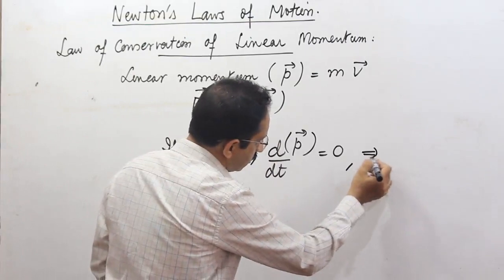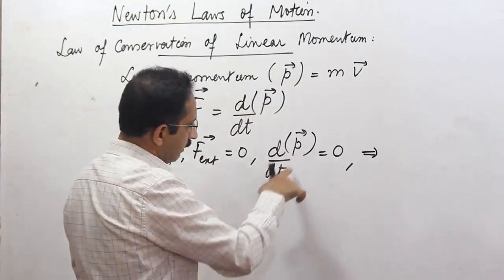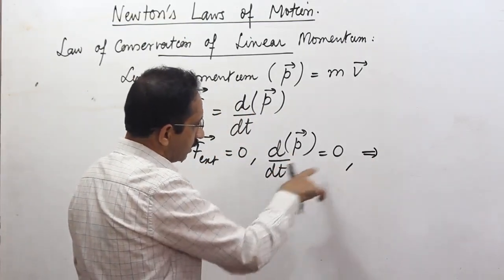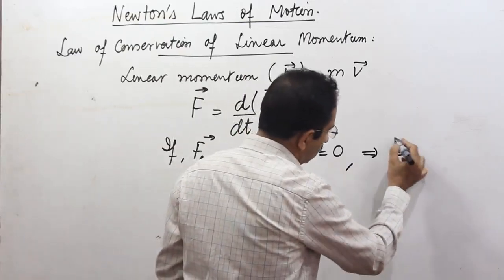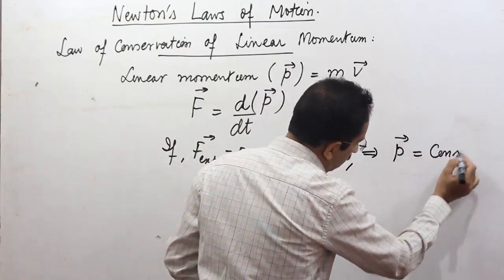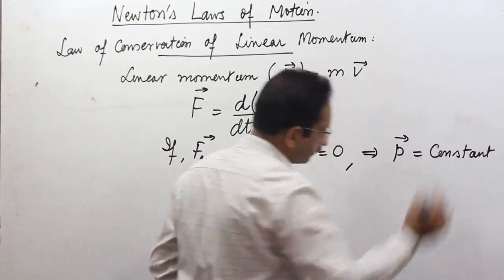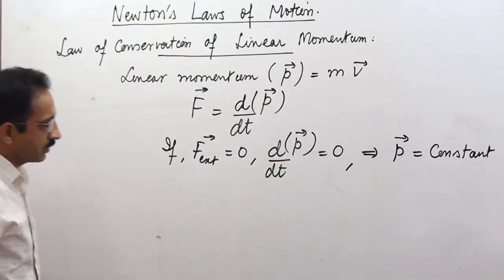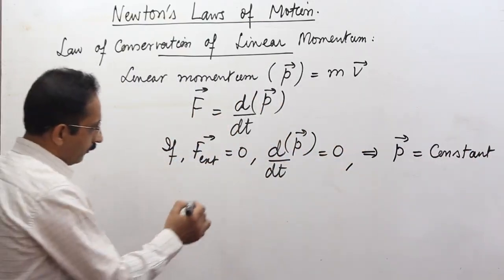So this leads us to the result. The result is if the derivative of a quantity with respect to time is equal to 0, then this quantity must be a constant with respect to time. And this constant linear momentum could have a form like this.